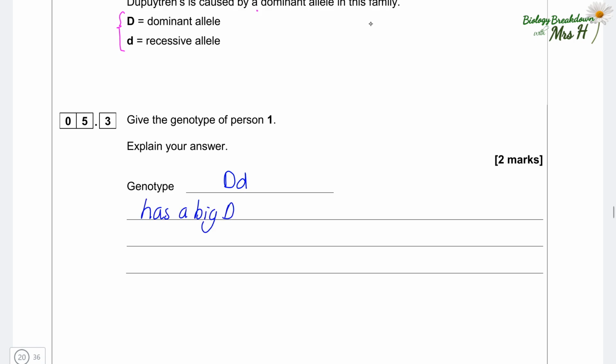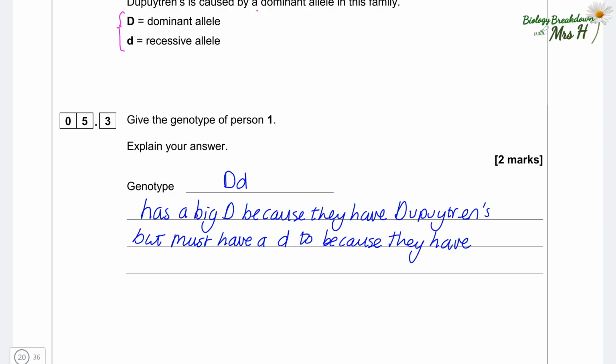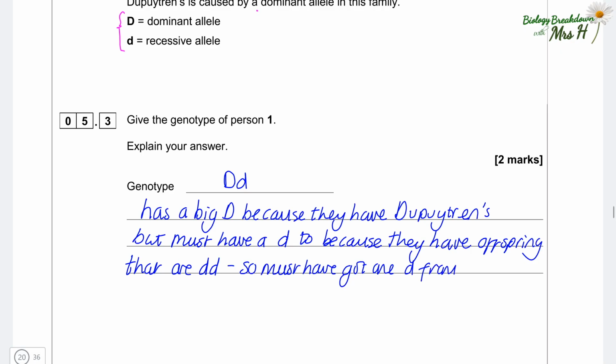It's a big D because they have Dupuytren's, but must have a little d because they have offspring that are little d, little d. They must have got 1 little d from person 1 and the other little d from person 2.